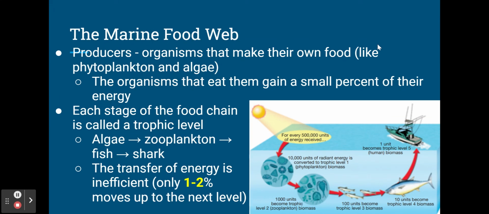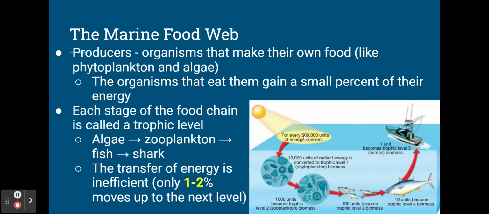So out of these organisms, right, you've got producers, which are organisms that make their own food, so things like phytoplankton and algae, and the organisms that eat them gain a small percent of their energy. Okay, now each stage of a food chain is called a trophic level. So going from algae, passing energy to zooplankton, passing energy to fish, and then to sharks. The transfer of energy is really inefficient. Okay, only about 1 to 2% of energy moves up to the next level.